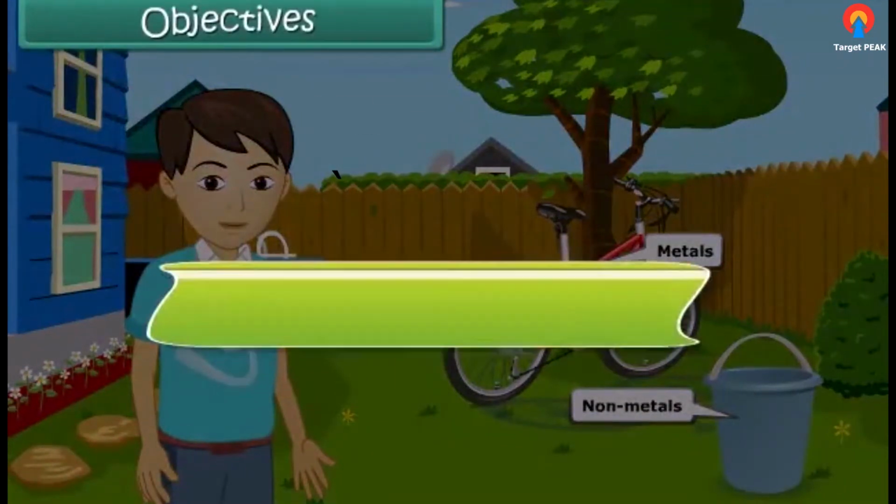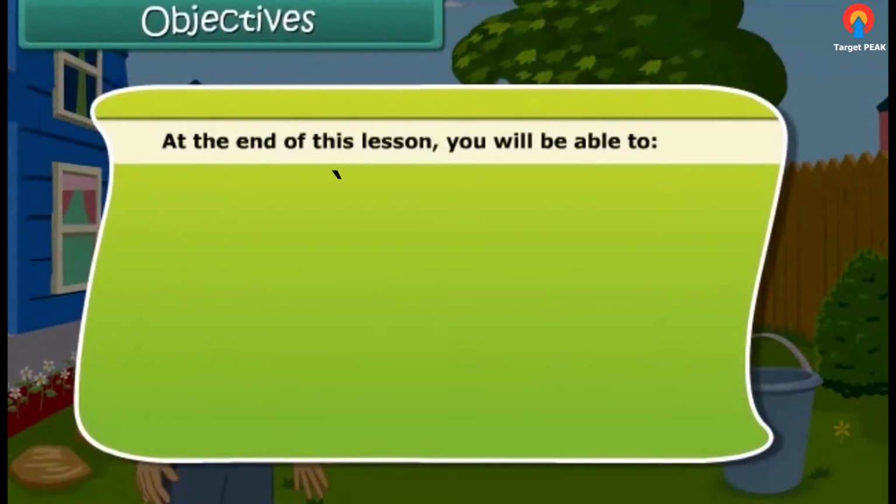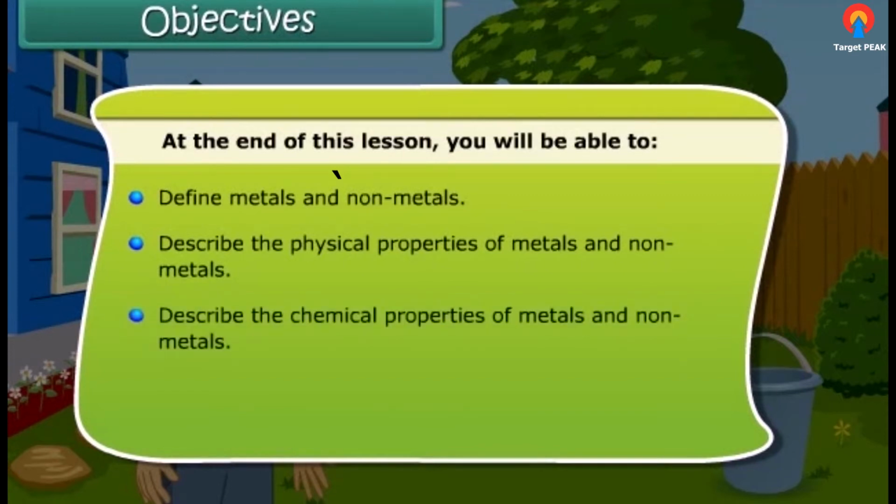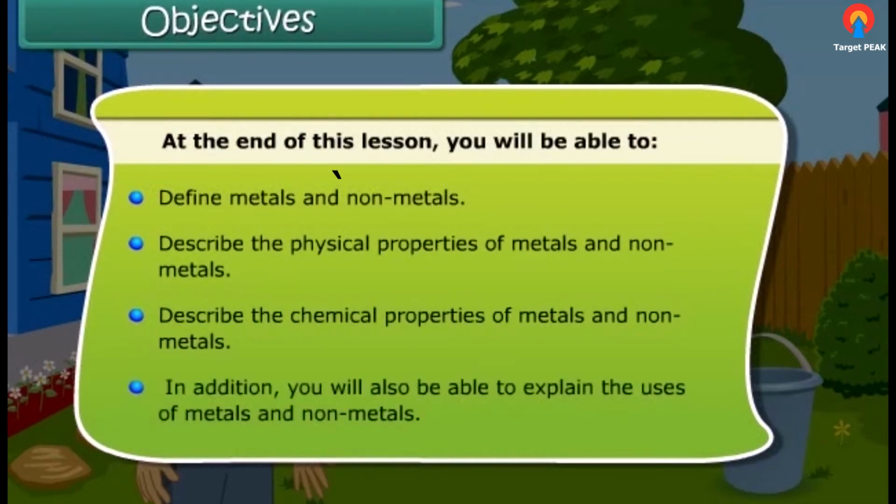Objectives. Friends, at the end of this lesson, you'll be able to define metals and non-metals. You will also be able to understand the physical properties of metals and non-metals. Besides it, you will be able to describe chemical properties of metals and non-metals. And in addition, you will also be able to explain the uses of metals and non-metals.